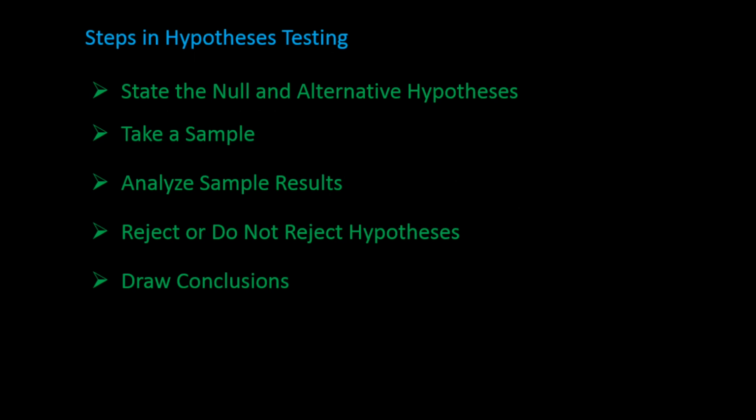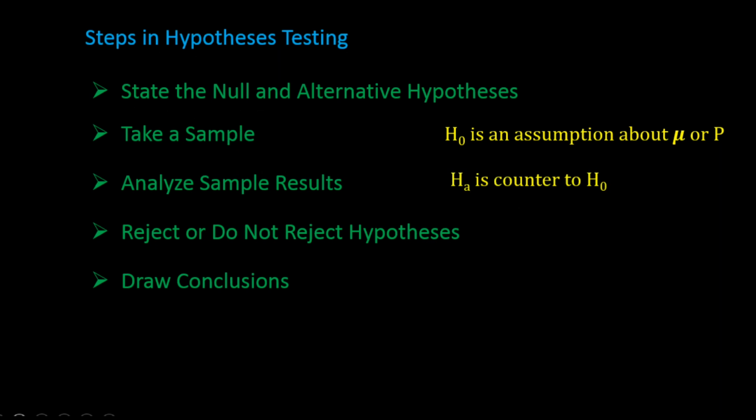The first step, to state the null and alternative hypothesis, is actually a two-part process. First, we state the null hypothesis, which is an assumption about the true population parameter, usually either mu, the population mean, or p, the population proportion. The alternative hypothesis is then counter to that, or opposite the null. So for example, let's say we would like to determine if the light bulbs from a particular manufacturer burn an average of 1,050 hours. We would state the null hypothesis as H naught colon mu is equal to 1,050. This is our null hypothesis. This is our stated assumption.